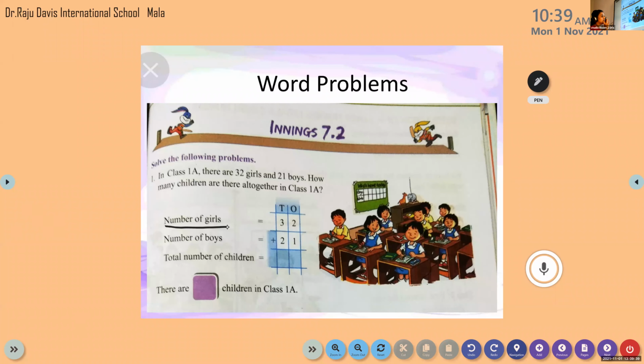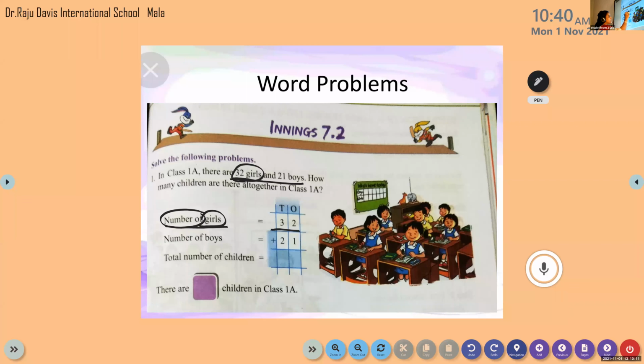So please listen. What is the question here? Here you can see 32 girls and 21 boys are there in class 1A. And what we have to find out here? Here we have to find out the total number of children in the class. So we have already studied how to write the steps. We can start with number of, isn't it? Then what is here in the question? Girls. So that's why we wrote here number of girls equal to 32.